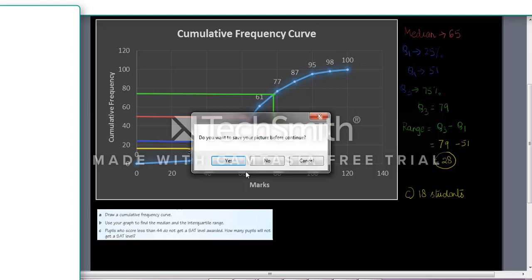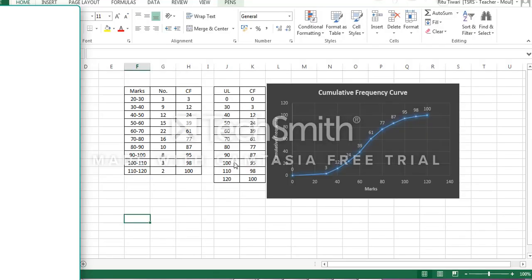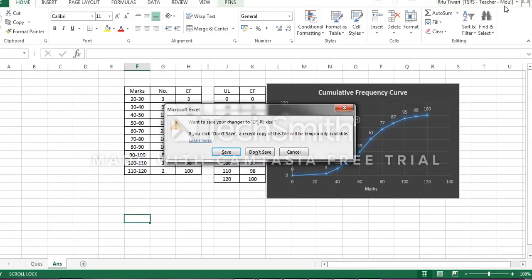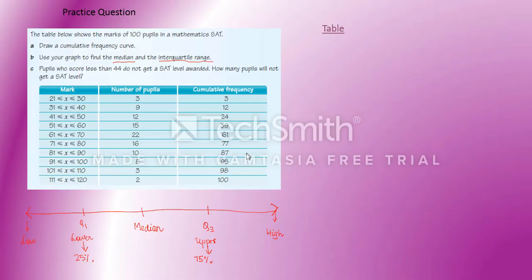Alright, so coming back, let us just tabulate our answer. So for part A, we drew the frequency curve. For part B, the value of the median came out to be equal to 65, and the lower quartile, we found it out to be 51. The upper quartile, or the Q3, was 79. So the interquartile range was 28, and for part C, the number of students is 18. 18 students were not awarded the SAT.